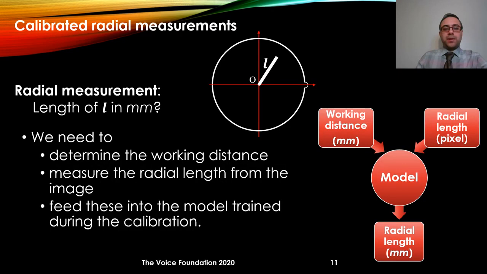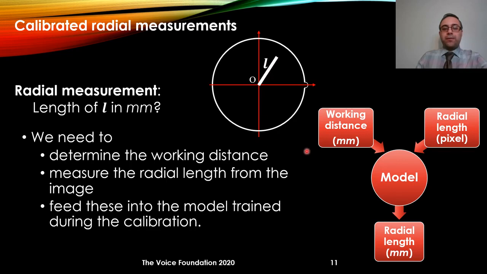During the calibration, we created a model that would take working distance and radius of the circle in pixels and would predict the millimeter length of that radius for us. So we can use that model for making measurements of any object that has one end on the center of the field of view. So let's say that we have something that has one end on the center and we want to find its length.